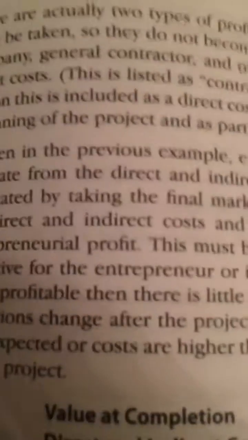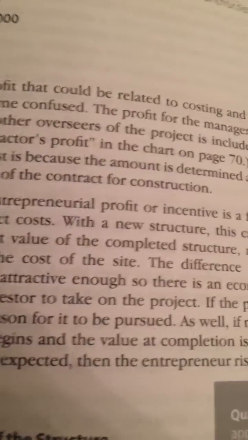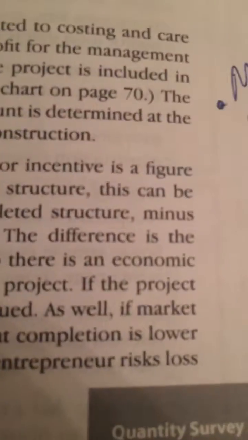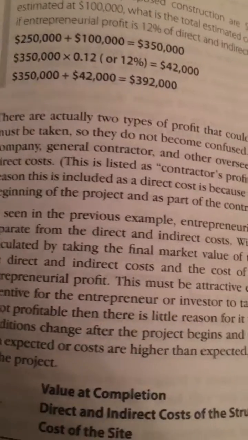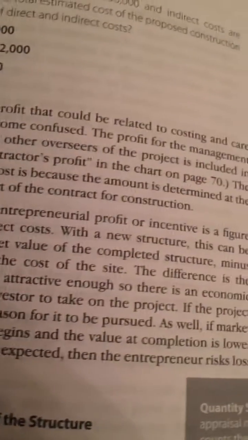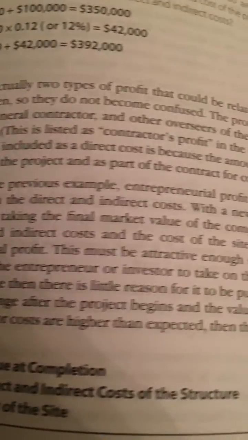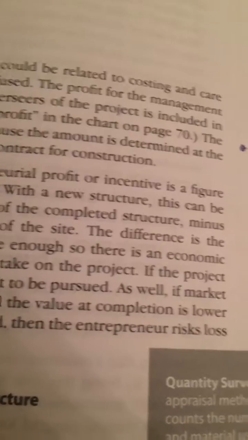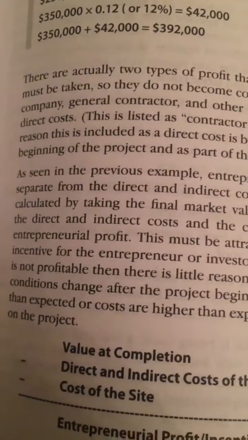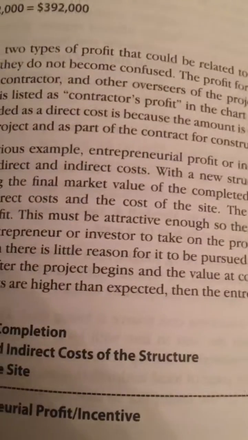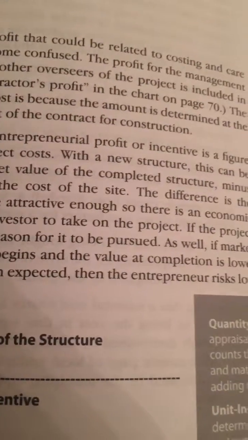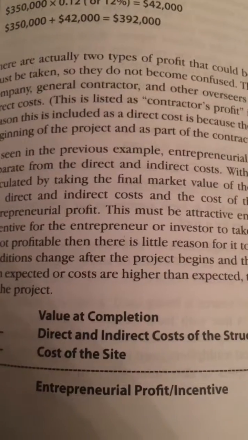As seen in the previous example, entrepreneurial profit or incentive is a figure separate from the direct and indirect costs. With a new structure, this can be calculated by taking the final market value of the completed structure minus the direct and indirect costs and the cost of the site. The difference is the entrepreneurial profit.